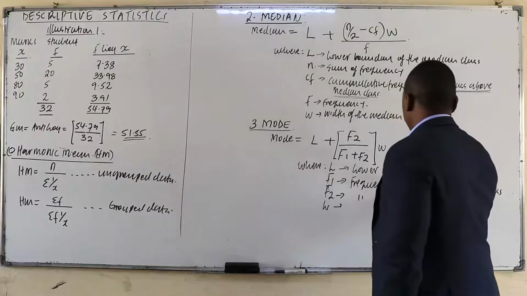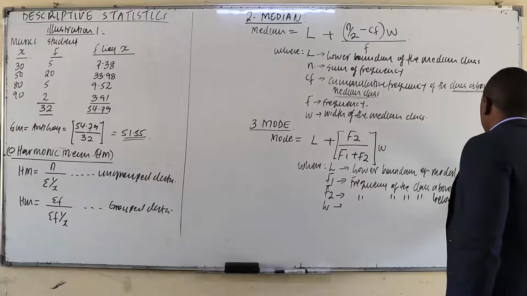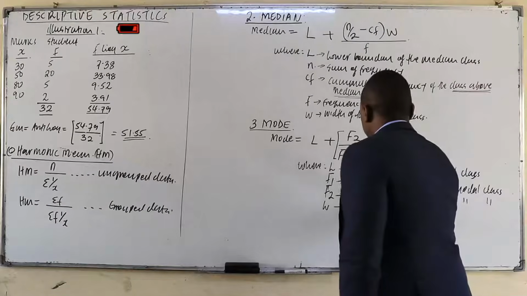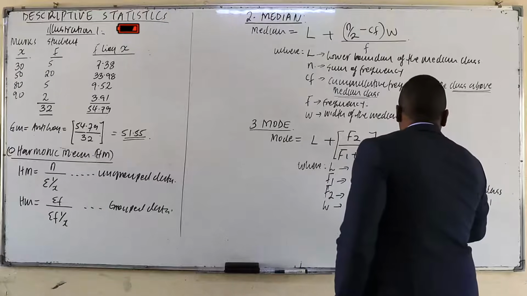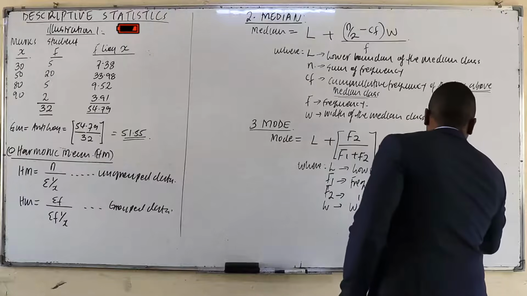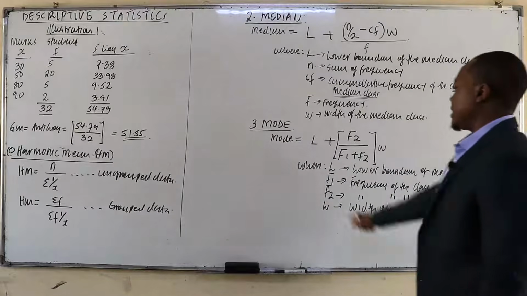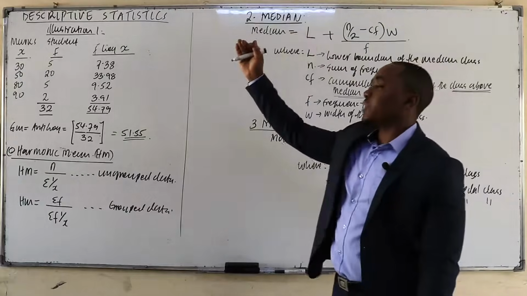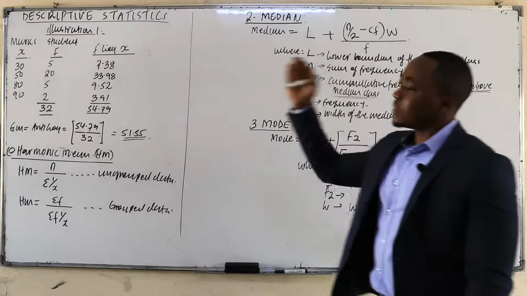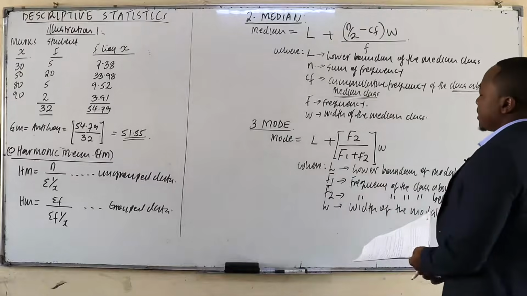F2 is the frequency of the class below the model class. W is the width of the model class. That's what we need to differentiate between the two. F1 is the frequency of the class above, F2 the frequency of the class below, and W is the width of the model class.